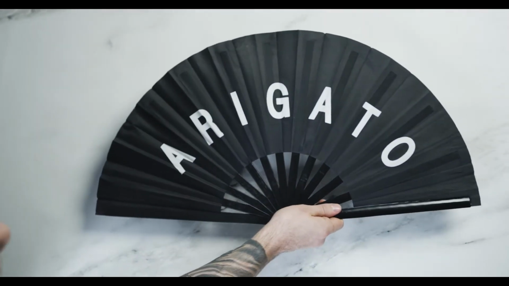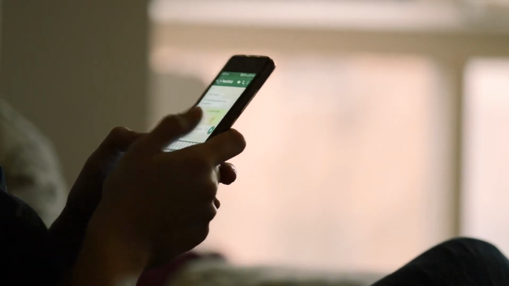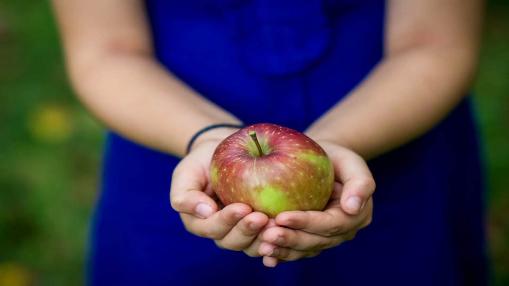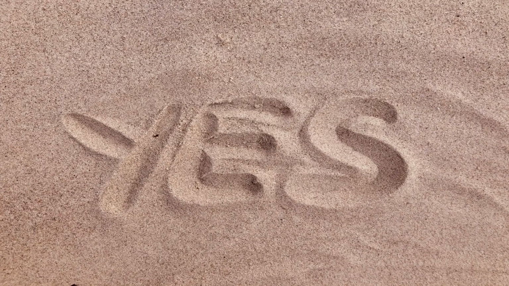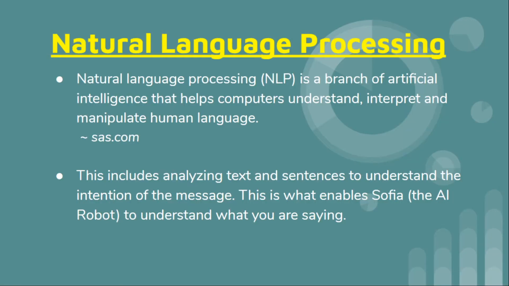Next, language. Human beings are social beings, and we interact mainly by using language. From chatting to talking and discussing, language plays a big part of human interaction. Say for example, I ask you whether or not you would like an apple. You've heard me and your brain processes that information. If you would like an apple, you respond with yes, and if not, you reply no, right? To implement language in computers so that we can continue enhancing our interaction with machines, we have to look at natural language processing. This is a field that includes analyzing text and sentences to understand the intention of the message.